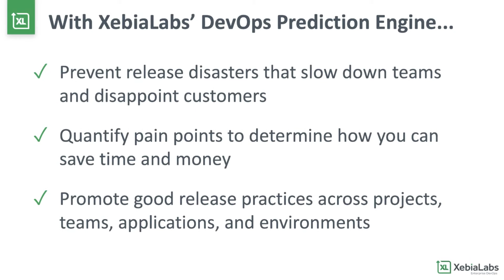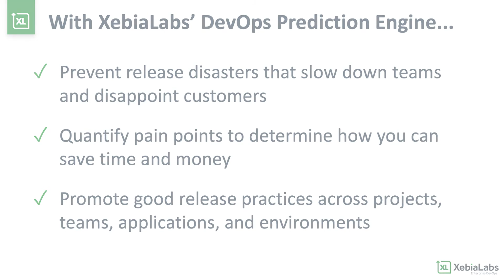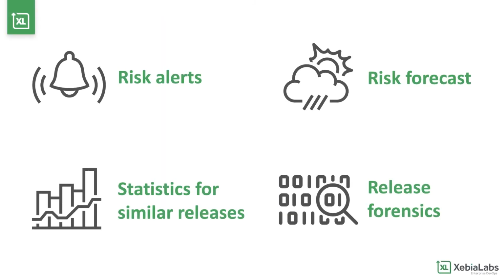XebiaLabs Risk Prediction module helps prevent release failures that slow down DevOps teams and delays that disappoint customers. Teams can use release forensics to identify and quantify pain points, so they know what to do to save time and money. And you can use this data to continuously improve release practices across the organization. Put your teams on the path to faster, more reliable software releases by giving them the data they need to proactively solve release problems. Visit XebiaLabs.com to learn more.